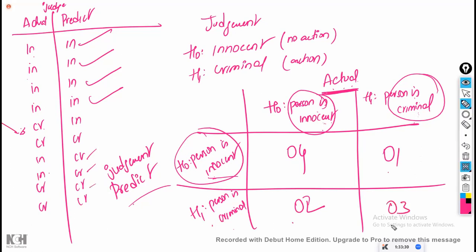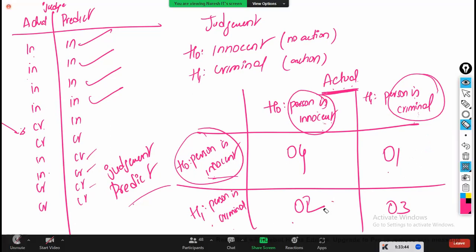For this data set, this is the matrix. Is that clear? Out of which this one is wrong, this one is wrong. Both of them he has done wrong only, right? In this case, what has he done wrong?